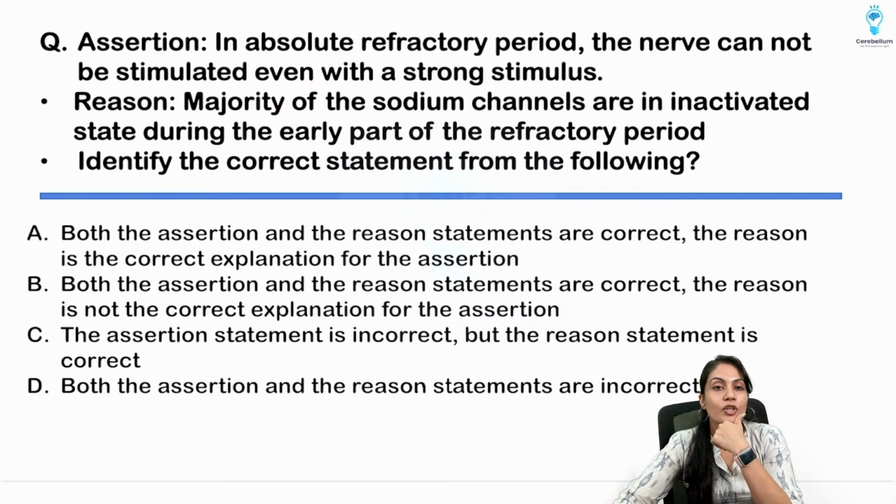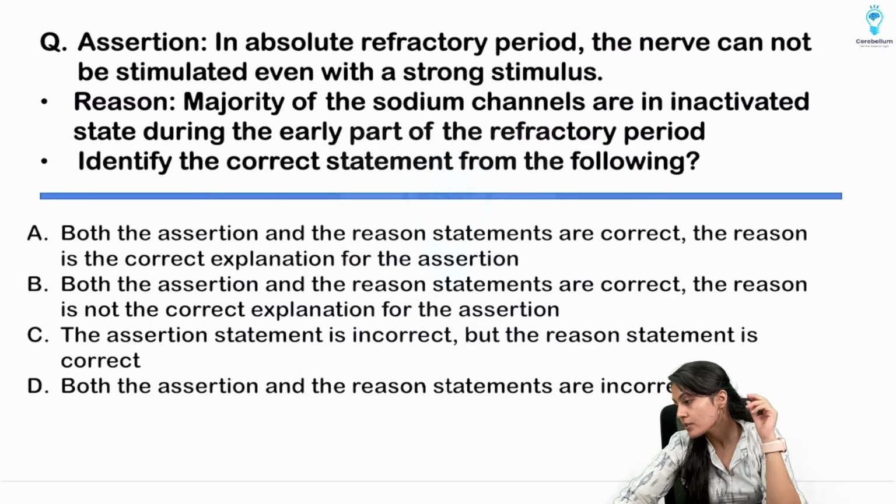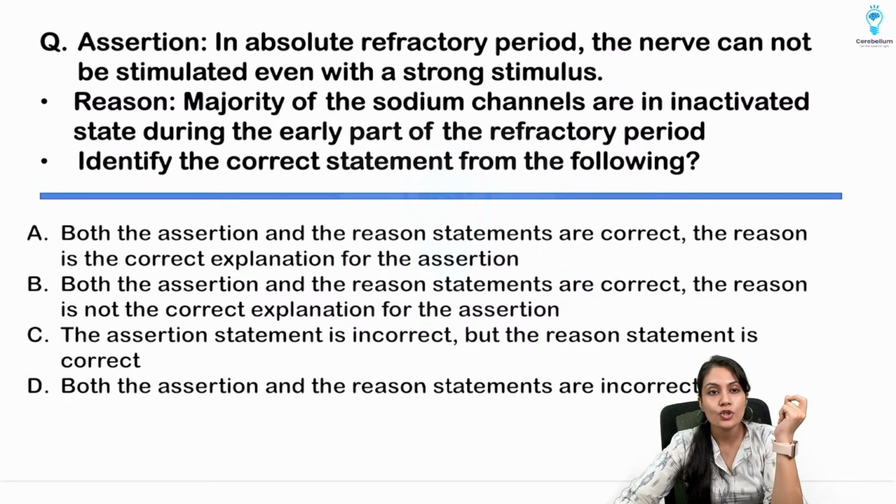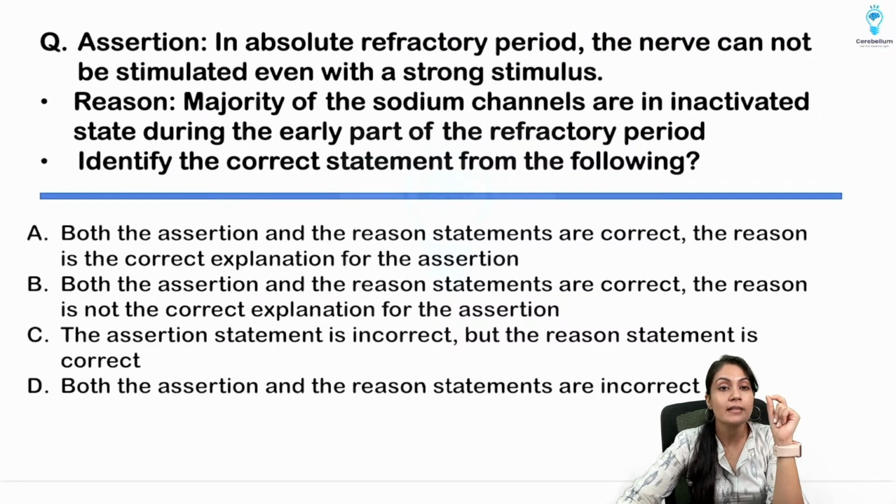There is one question which is more of the AIIMS pattern. So give me the answer very, very quickly. Assertion and reason is given over here, right? First assertion is given, that in the absolute refractory period, the nerve cannot be stimulated even with a strong stimulus.